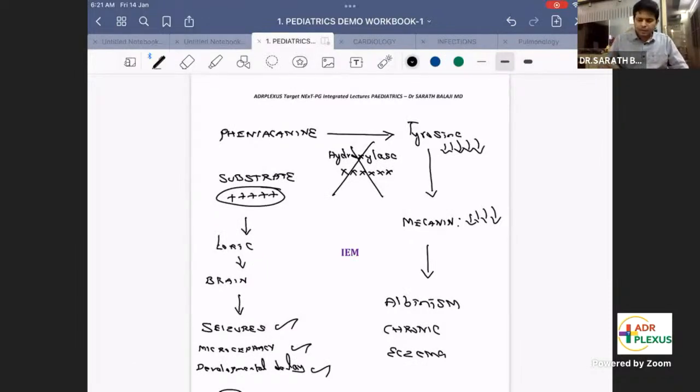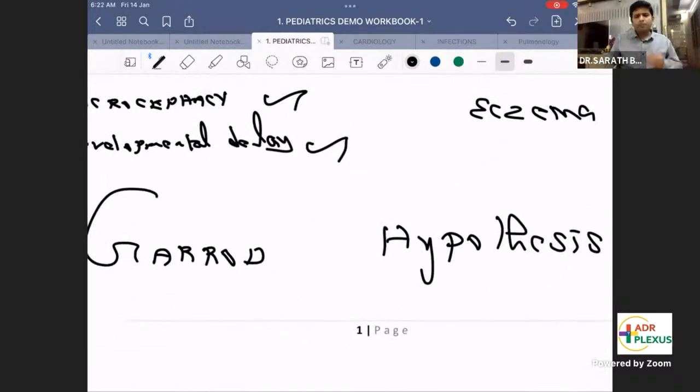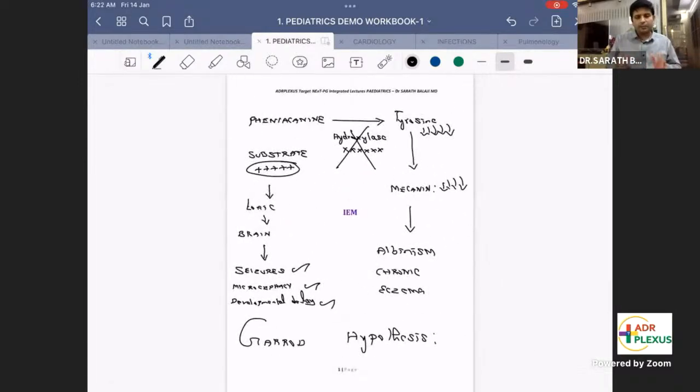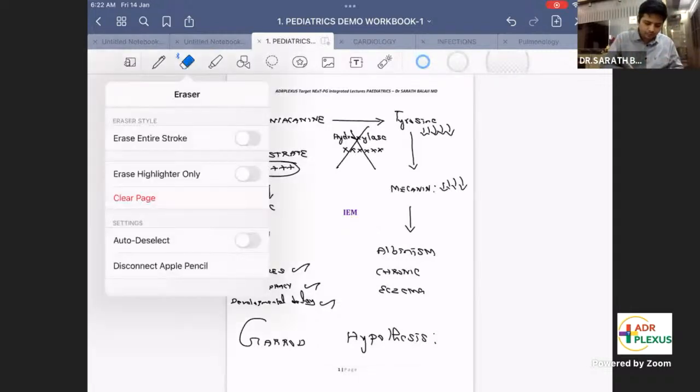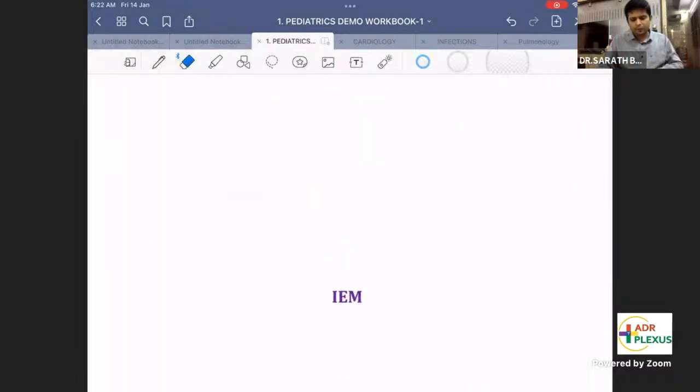Sir, what are all the treatment options that are available to treat any case of inborn errors of metabolism? Before that, what will be the manifestation? So concept number one is what is called Garrod's hypothesis. Second, let us go for concept two. So what is concept two?